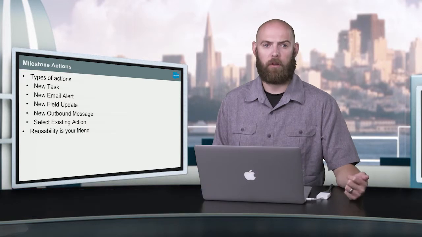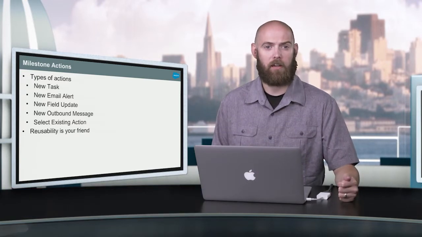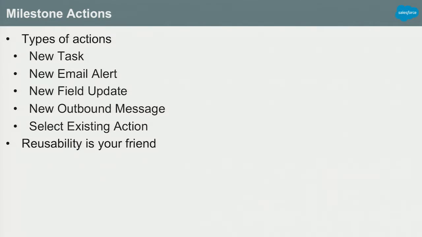So let's talk about some actions you can take with these milestones. Now that we've created them, we want to actually do something with them when we reach our breach times. Some types of actions you can take: you can create a new task, you can create a new email alert, you can update a field, you can send an outbound action, or you can select an existing action. Selecting an existing action will let you select one of the previous 4 I mentioned.